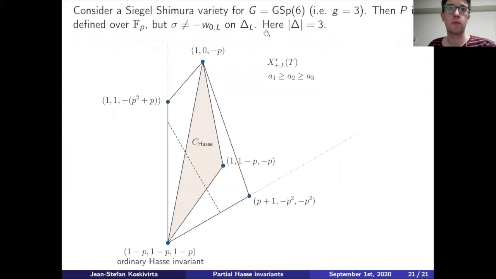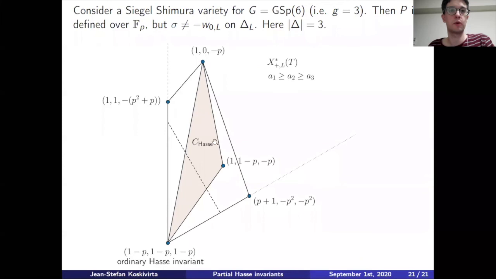Here the number of simple roots is 3, so we have 3 partial Hasse invariants. Here they are. Actually, in this example, the ordinary Hasse invariant, which is here with the weight 1 minus p, 1 minus p, 1 minus p, is one of the partial Hasse invariants, contrary to the previous examples. So here it is one of the three. The three partial Hasse invariants are here: 1, 0, minus p; 1, 1 minus p; and 1 minus p, 1 minus p, 1 minus p. So this is the cone spanned by these three weights.